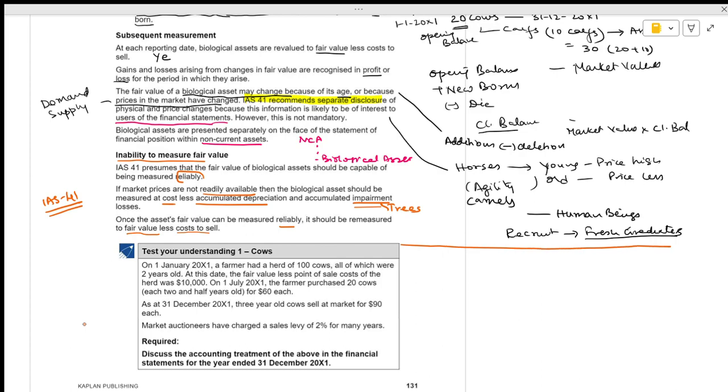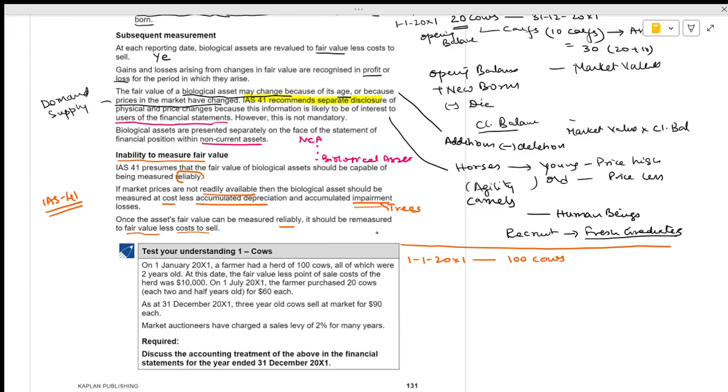The test was on 1st January. Put the dates, 1/1/2001. A farmer has a herd of how many cows? 100 cows. How many cows are there? They have 100 cows.